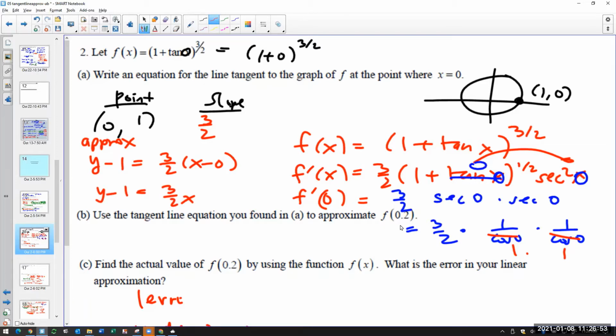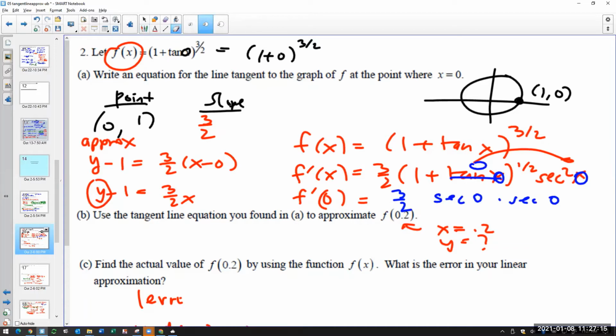Use the tangent line to approximate f of 0.2. All right, think about what this is saying, guys. This is saying when x is equal to 0.2, what's y equal to? Okay, can you interpret it like that? So it's saying use the tangent line. You actually have 2 equations that you could use. You could use this equation up here for f of x, or you can use this equation right here for y, okay? Remember, y is just an approximation of the real function, okay?